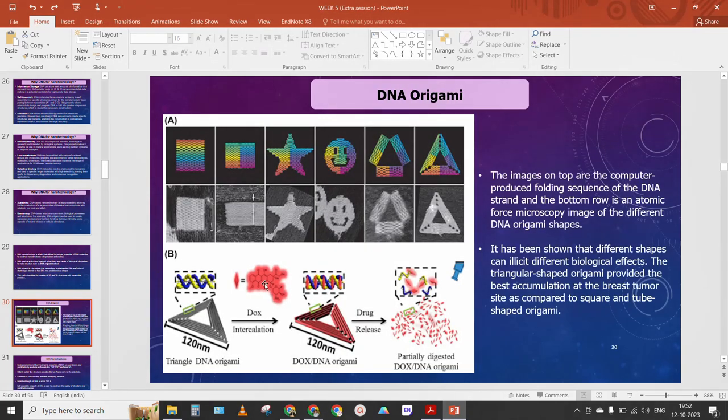DNA origami basically means designing particular things in different shapes and different structures to use in biological systems. The images on top are the computer-produced folding sequences of the DNA strand, and the bottom row is the atomic force microscopy image of the different DNA origami shapes.